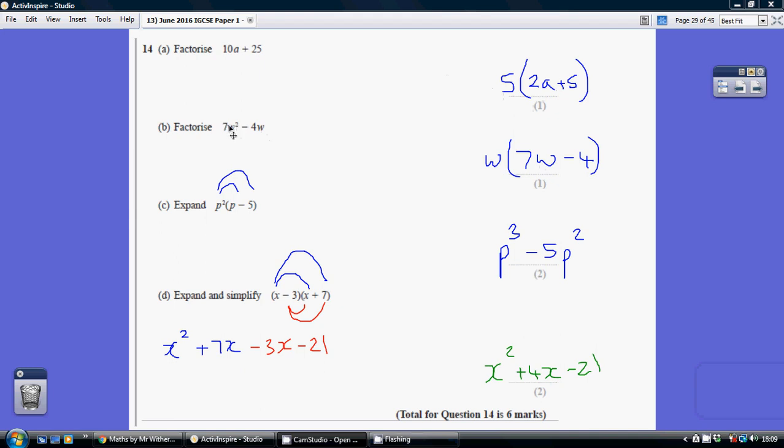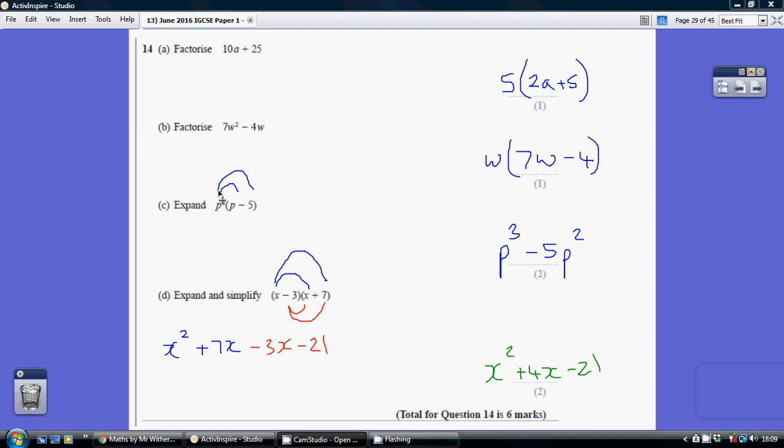Now remember, w squared means w times w. So w times what gives us 7ww, well that's 7w. Get the sign right, it's a minus, and then w times what would give you 4w, it's a 4. And again, easy to check, that times that is 7w squared, and that times that is minus 4w.